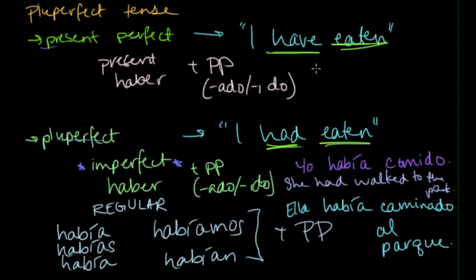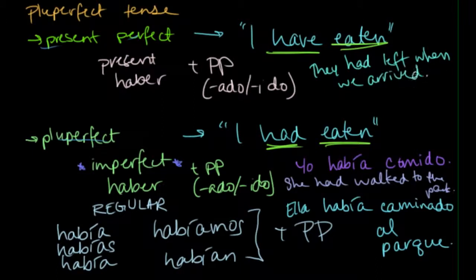As one last example, they had left when we arrived. So we have two different verbs going on here. We have our first clause up here, they had left, and then our second, when we arrived. So to start with the first, we'll just assume that it's ellos, then take the right conjugation because you can see had left is a compound tense, it's the pluperfect. Habían salido or habían ido, depending.